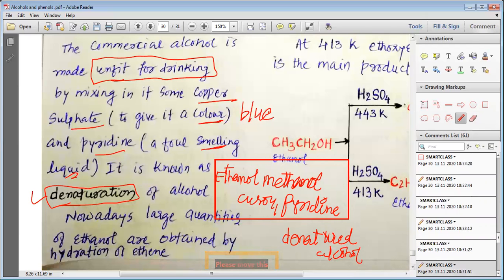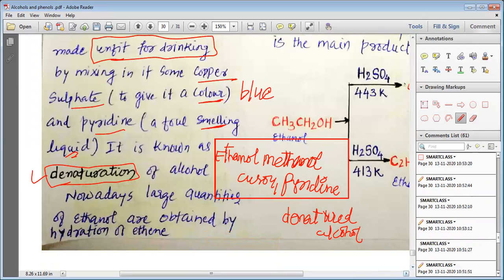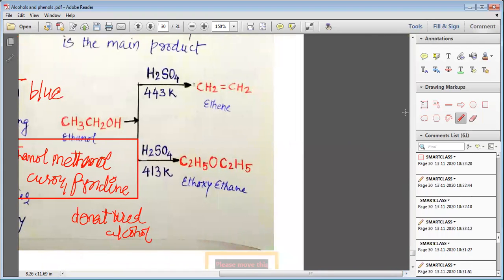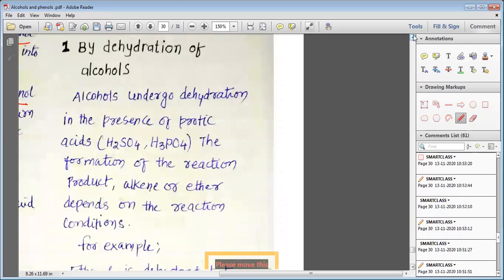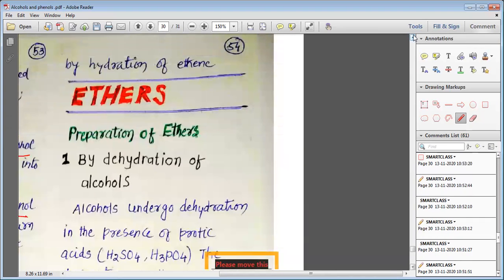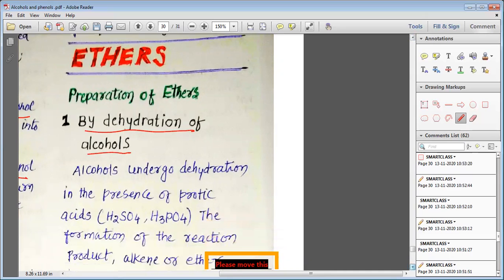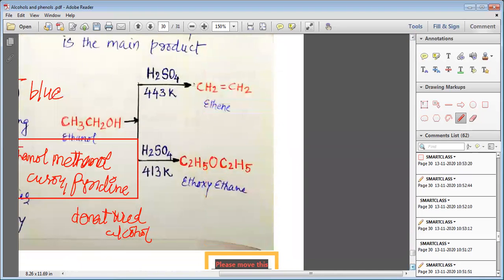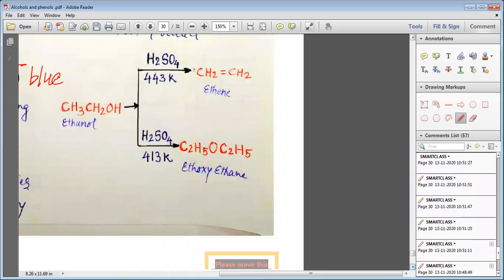Now, my dear students, we want to understand the preparation of ether. So now we are going to study the special part of this chapter, which is known as the ethers. Let us first study the preparation of ethers. Ethers are prepared by the dehydration of alcohols. When alcohols are heated, please pay attention to this, especially with sulfuric acid, at a particular temperature, we either get ethene or we get ether.